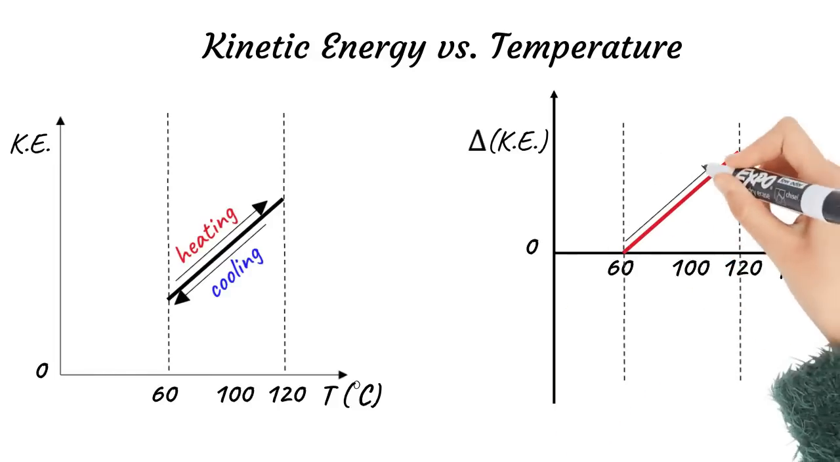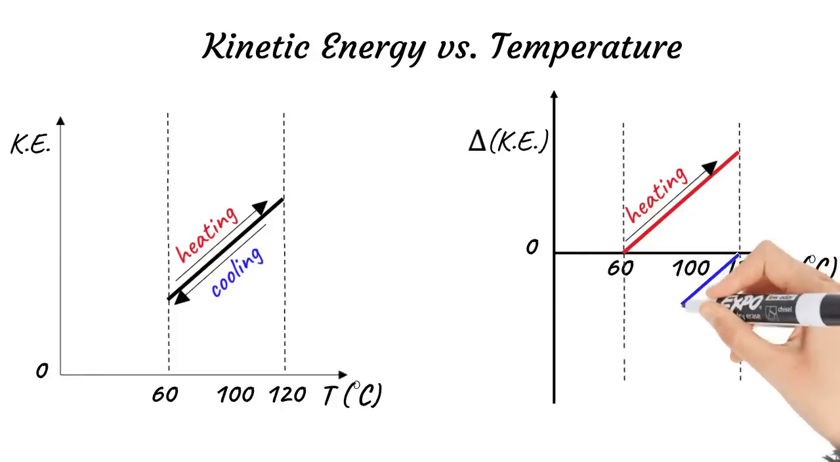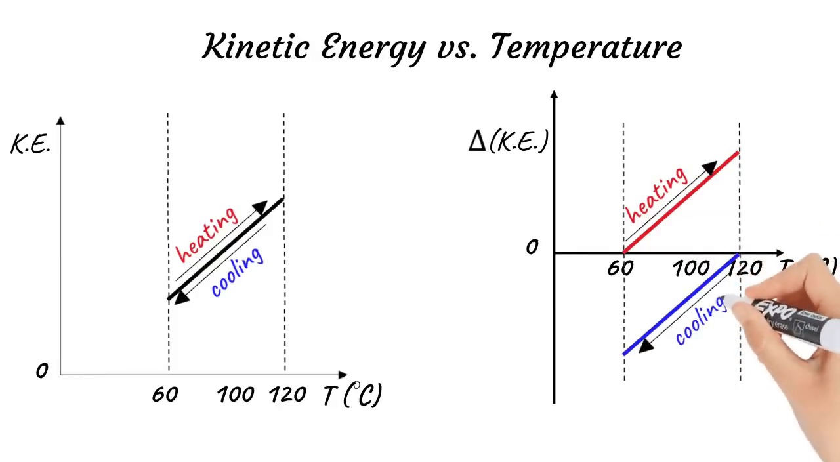Therefore, when heating, we start at the low temperature, where the delta kinetic energy is zero, and increases with increasing temperature. On the other hand, when cooling, the delta kinetic energy is zero at the high temperature, and decreases with decreasing temperature.